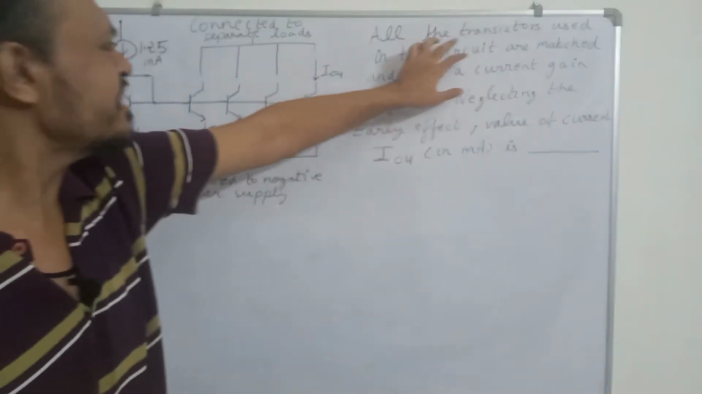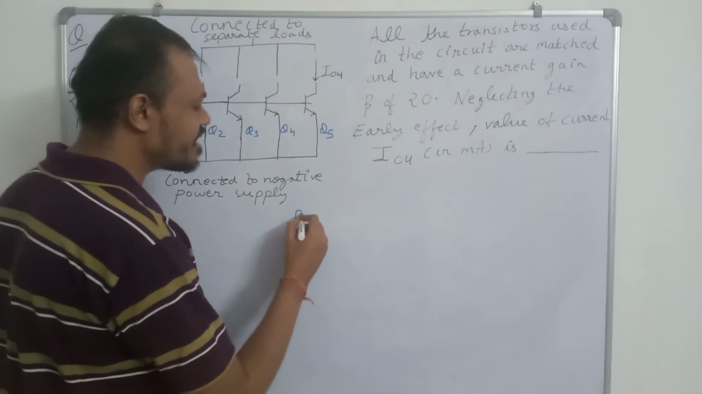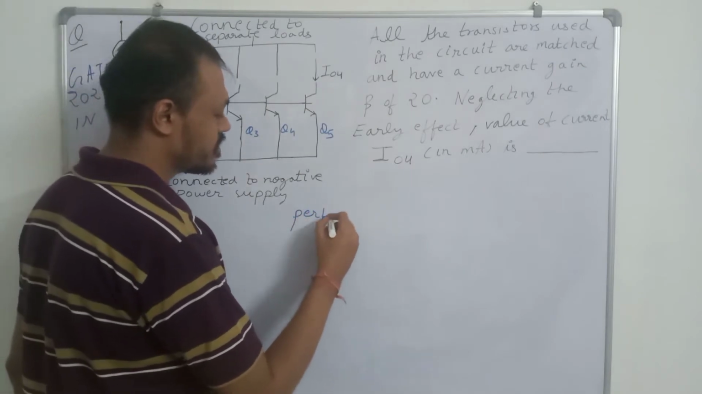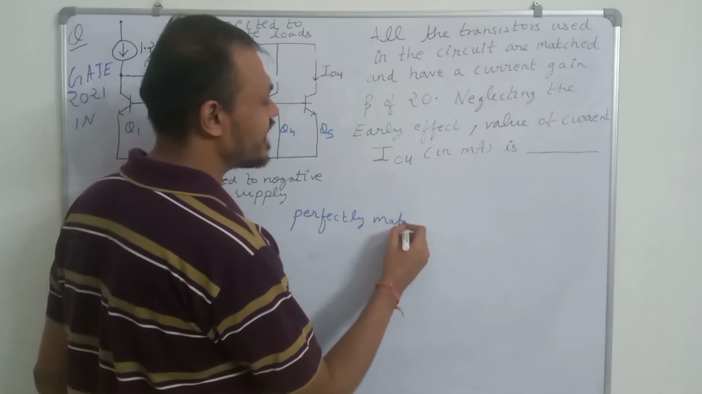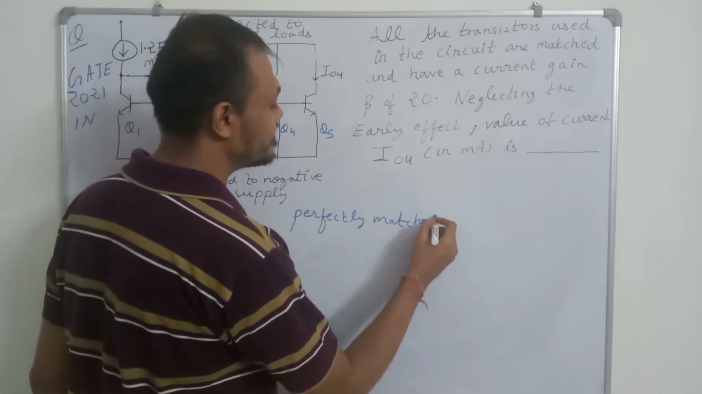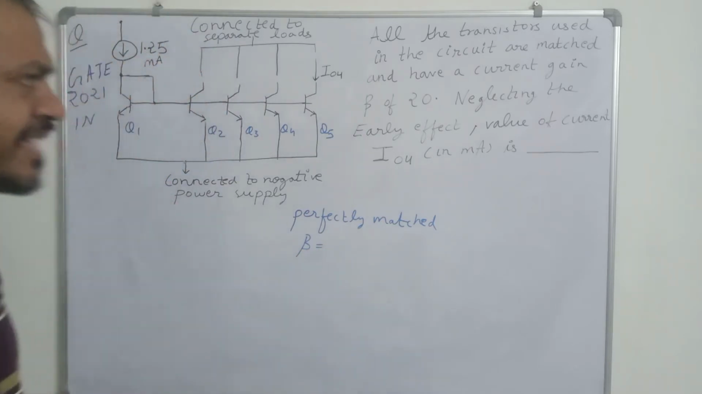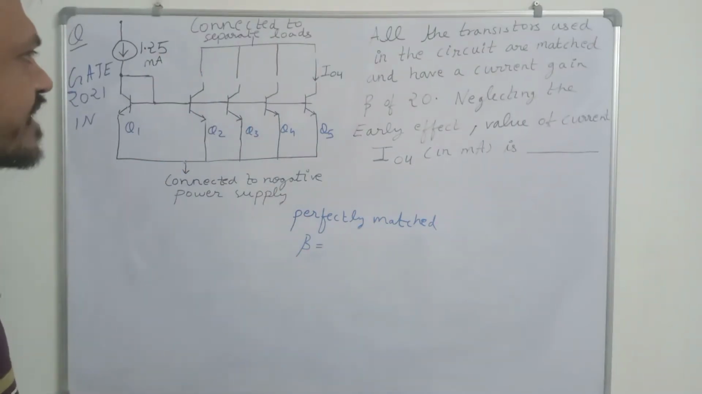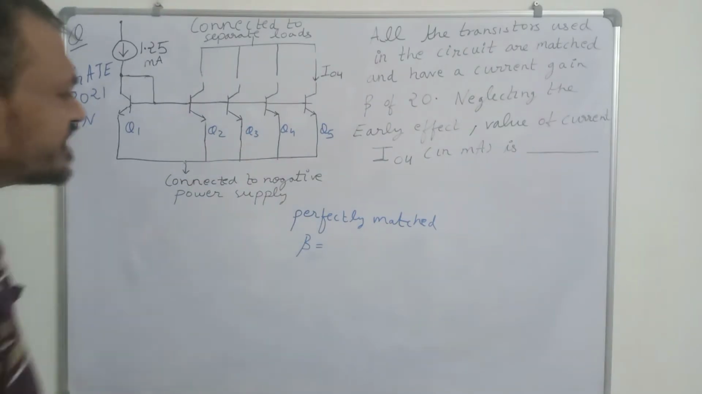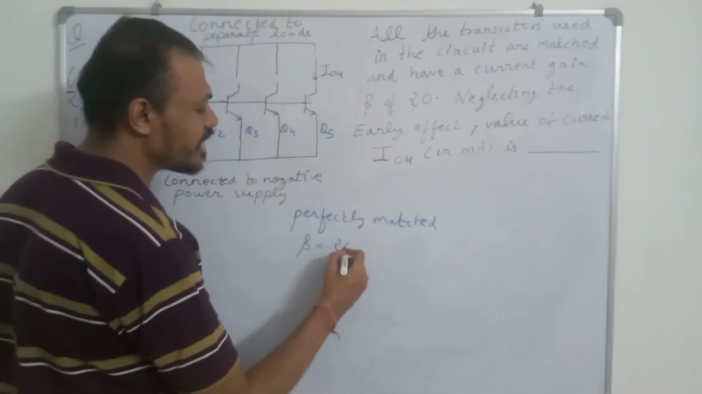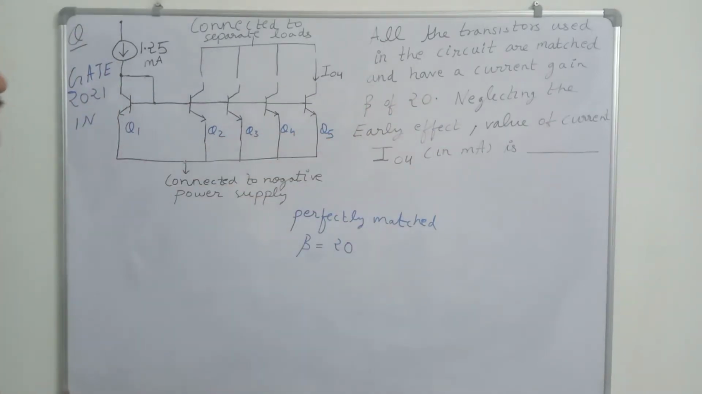So 5 transistors are given to us, and the question says that the transistors are perfectly matched, and they all have the same current gain of beta. The most important thing to note in this question is that the beta value is very small. Beta value is only 20. Beta is not 100 or 1000 or infinite.